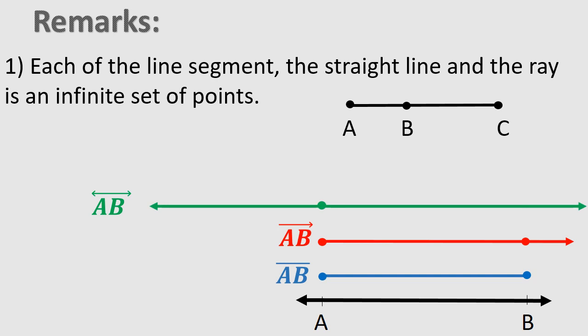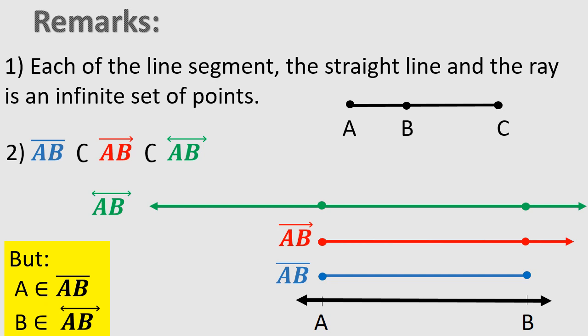So I can write that the line segment AB is a subset from the ray AB, which is a subset from the straight line AB. But A belongs to the line segment AB and B belongs to the straight line AB. Any point belongs to or doesn't belong, but ray, straight line, line segment is a set of points, so I use subset or not subset.